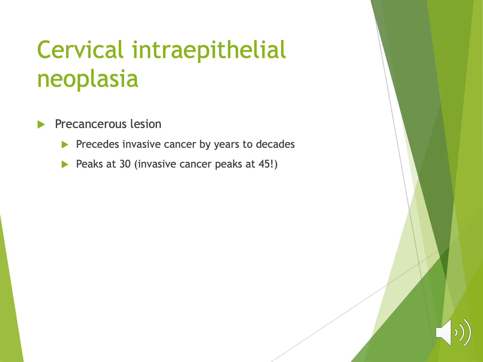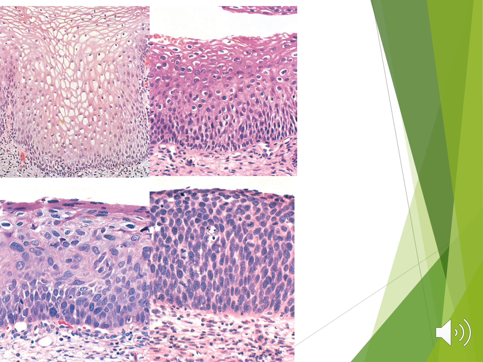Well, what is CIN, or cervical intraepithelial neoplasia? It is a precancerous lesion. It precedes invasive carcinoma by years to decades. The peak incidence of CIN is the age of 30, while the peak incidence of invasive cancer is 45. CIN can be divided into CIN1, CIN2, and CIN3. CIN1 is considered low grade. CIN2 and 3 are considered high grade.